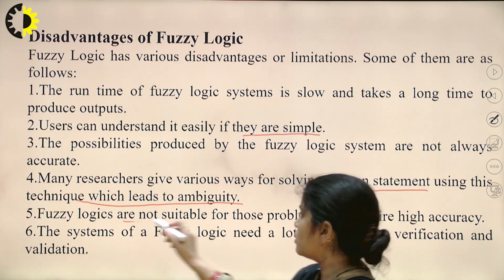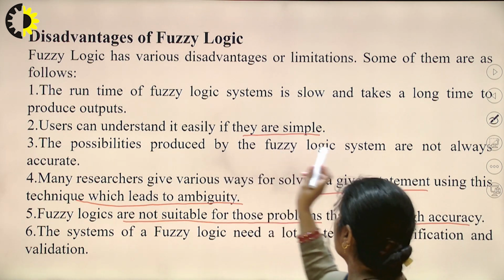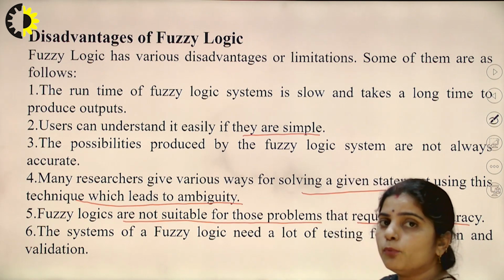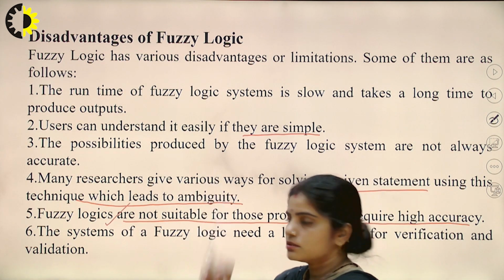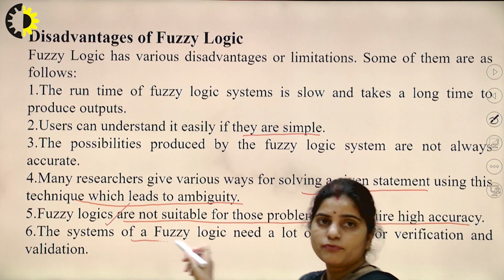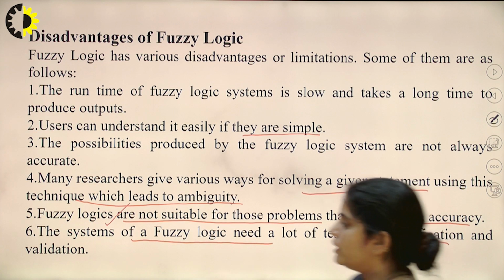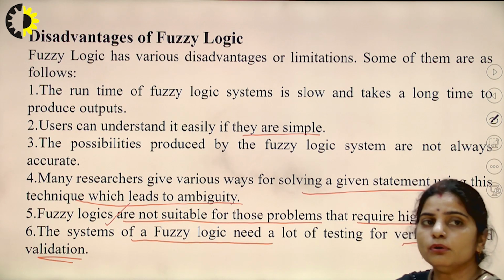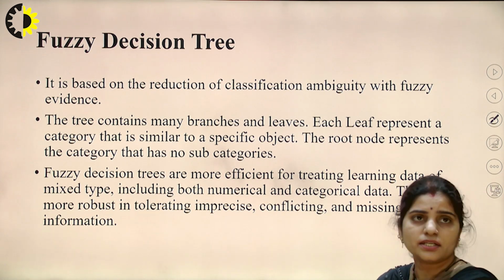Next, fuzzy logics are not suitable for those problems which require high accuracy. As I said also, the possibilities produced by fuzzy logic systems are not always accurate. So if a particular problem needs high accuracy, then this system may not be suitable for those problems. Fuzzy logic systems also need a lot of testing process to verify and validate the data. Now we will discuss the fuzzy decision tree.